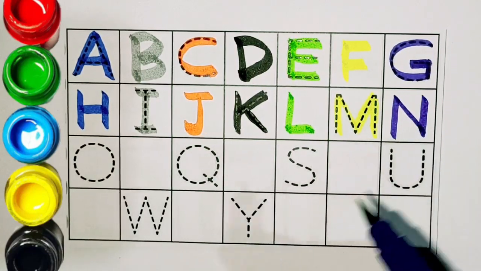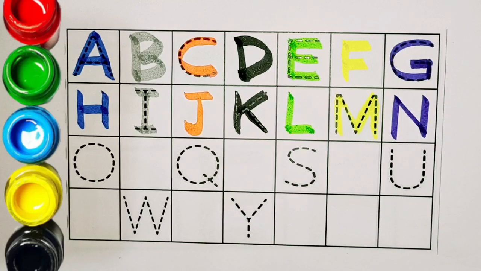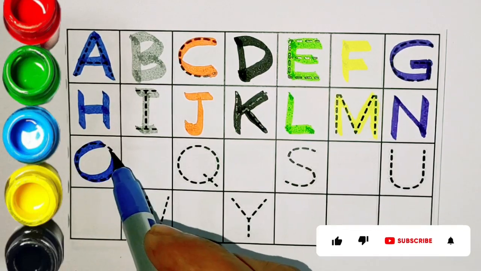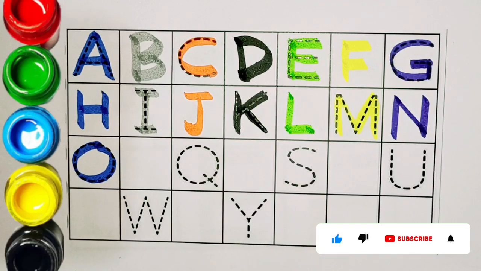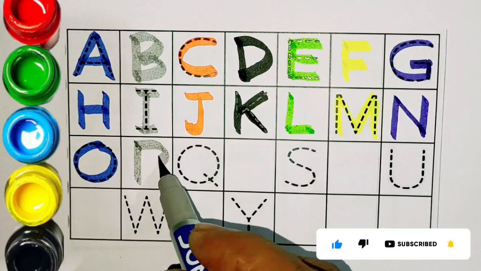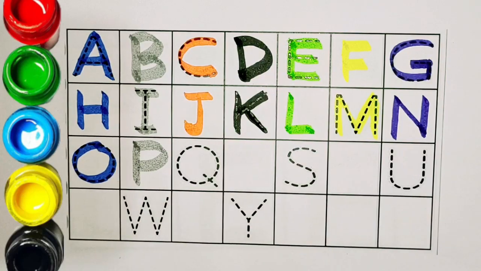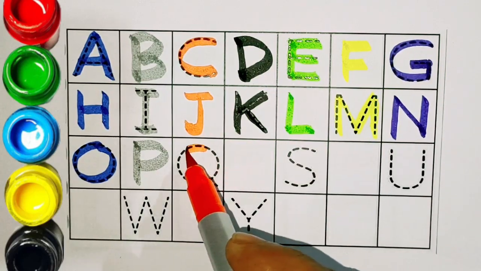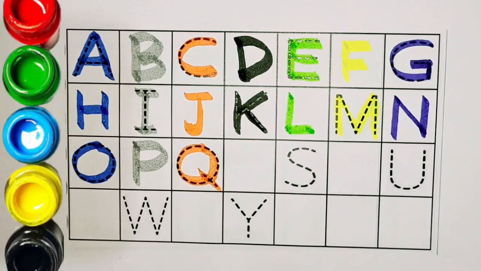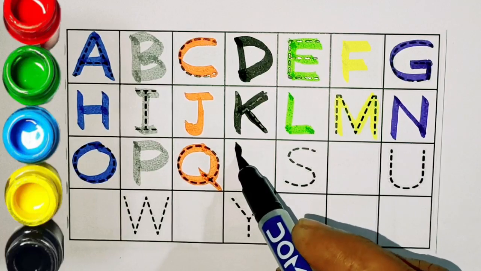N for nest. N for nest. Sky blue color. O for orange. O for orange. Silver color. P for pineapple. P for pineapple. Red color. Q for queen. Black color.